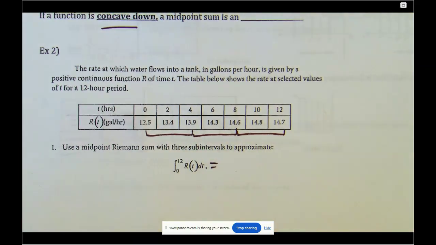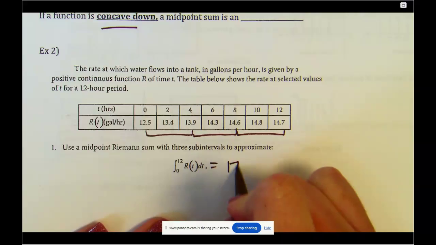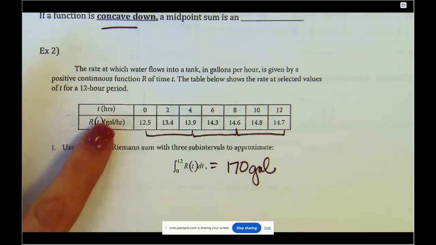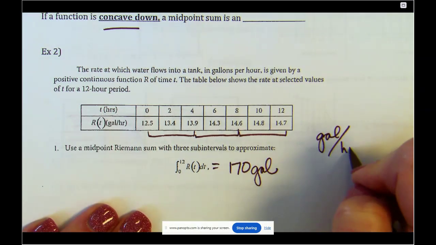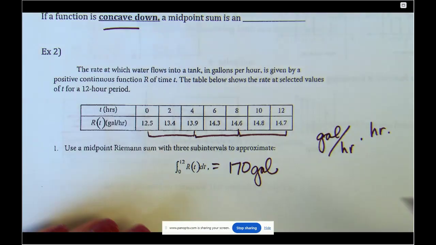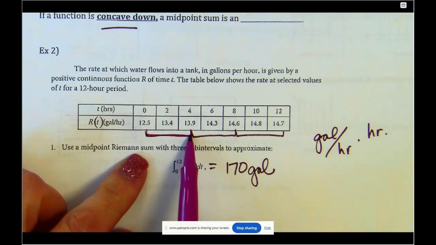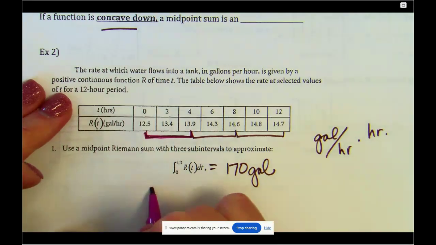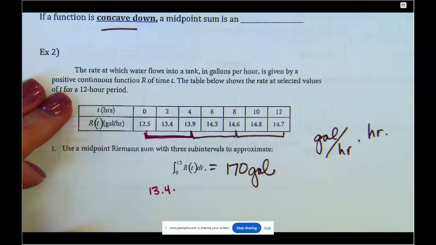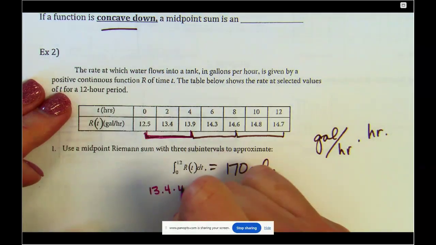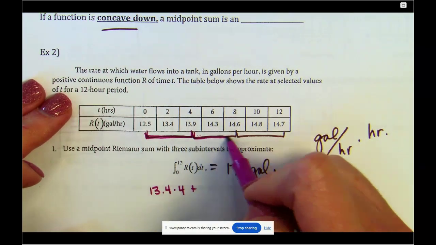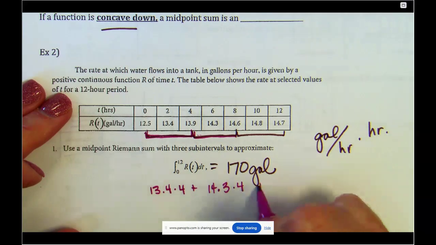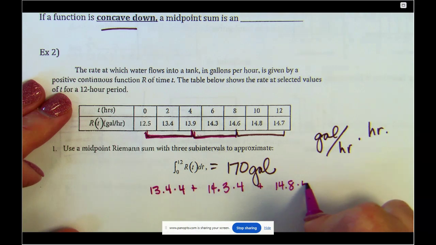Okay, what is it? 170. Correct. 170 what? Gallons, because it's gallons per hour times hours. Okay, so let's talk about it. In your first rectangle, what's the midpoint height? Yep, 13.4. And what's the width of your rectangle? 4. Okay, your next one, what's the center? Yep, 14.3, also times 4. And then the last one is 14.8, also times 4.